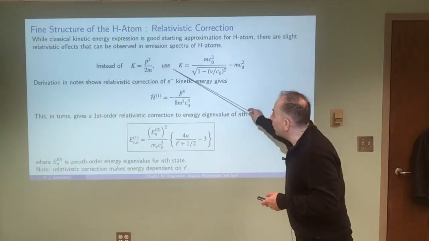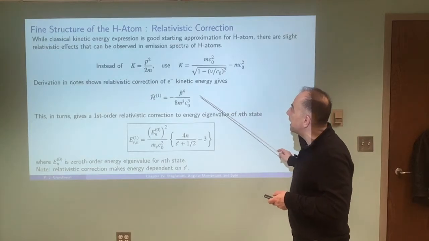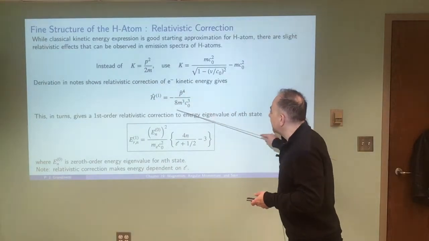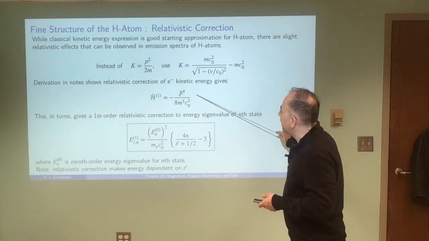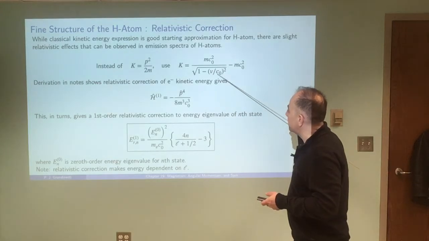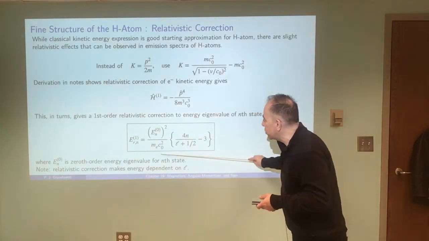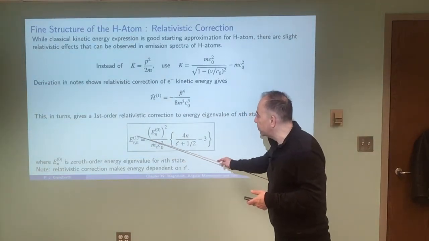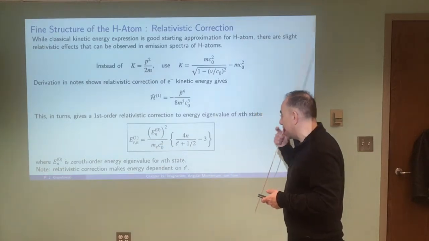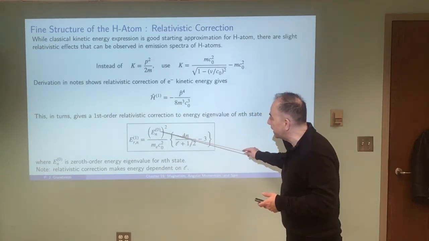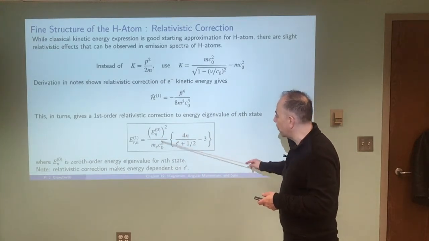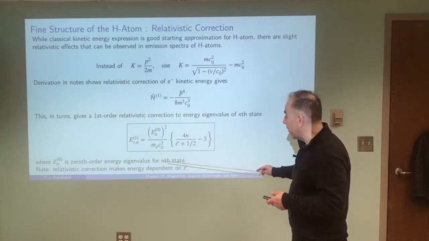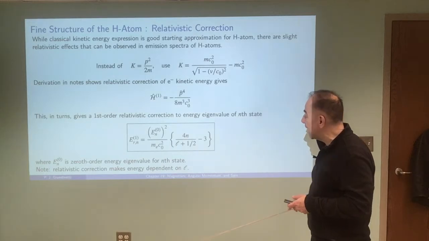So in the notes, we start from here and we show that we can take the original non-relativistic Hamiltonian and write a perturbation term and use static perturbation theory. The correction derived from using this kinetic energy term will give us a correction to the energy that looks like this. So this relativistic correction, which is the first order correction for the nth eigenstate, is going to be equal to the unperturbed energy for the nth eigenstate squared times these terms here. So here's the mass of the electron, the speed of light squared. Here's the principal quantum number and the azimuthal quantum number.